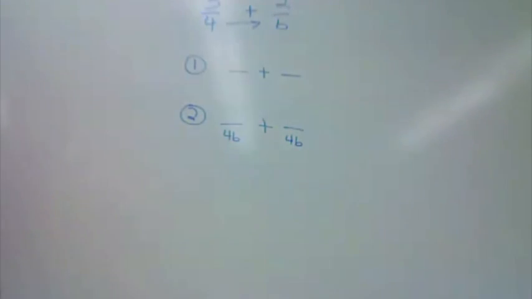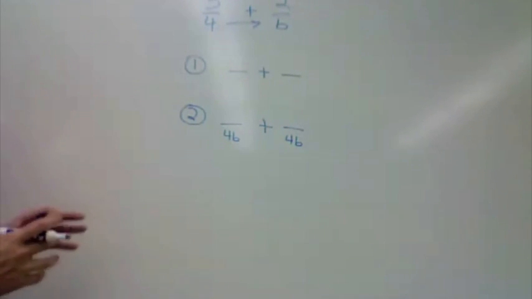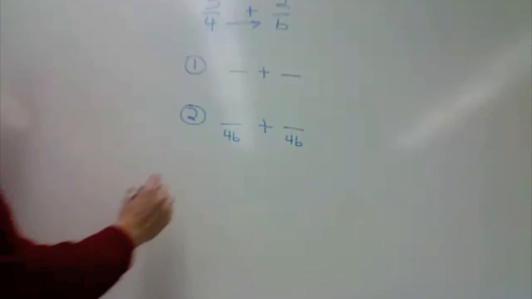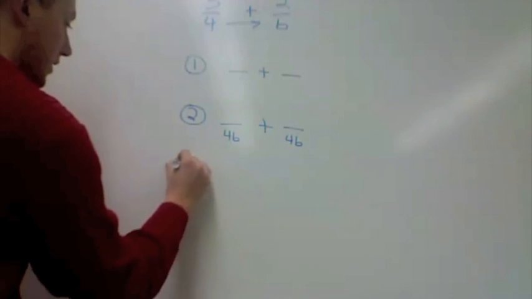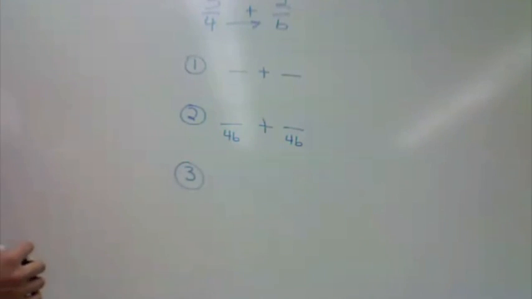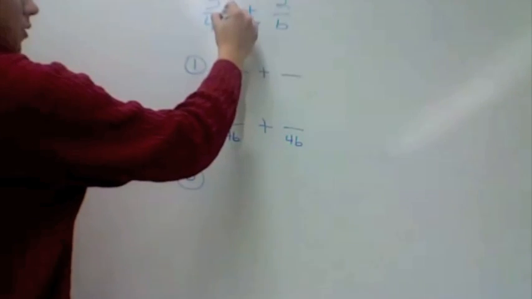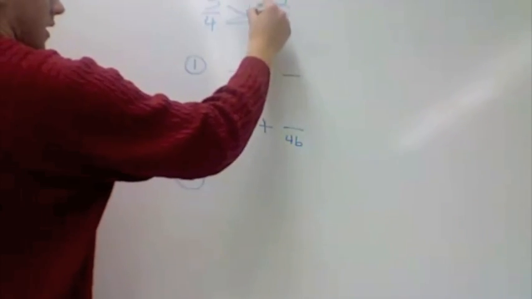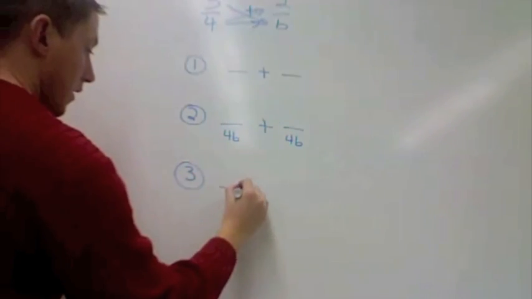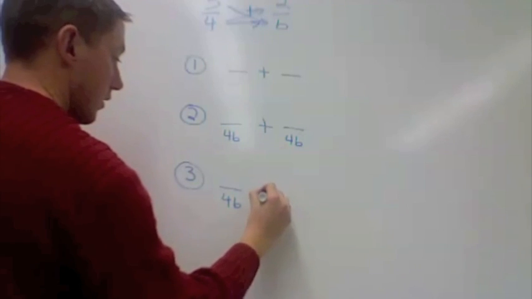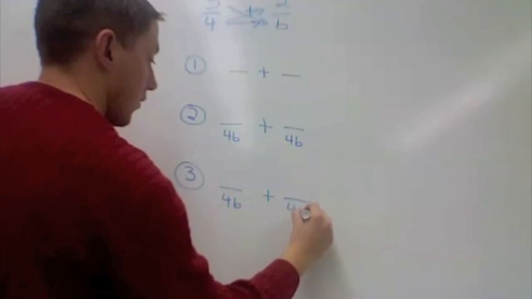So now that we have that step covered, what we're looking to do is find what our new numerators are going to be, so we can get an answer. So for our third step, we're going to cross multiply in order to get our answer. So let's put 4b here plus something over 4b.